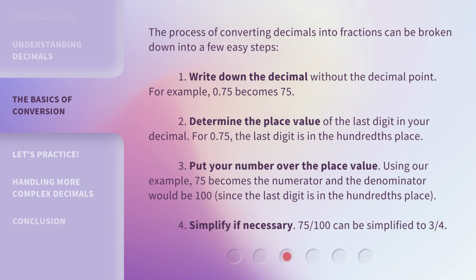3. Put your number over the place value. Using our example, 75 becomes the numerator and the denominator would be 100, since the last digit is in the hundredths place. 4. Simplify if necessary. 75/100 can be simplified to 3/4.